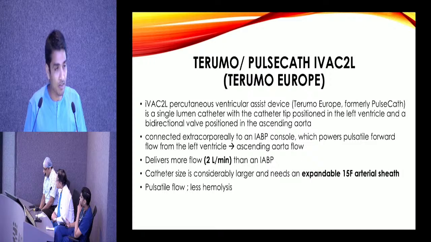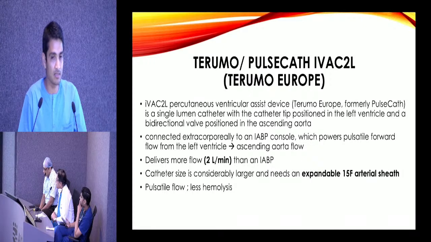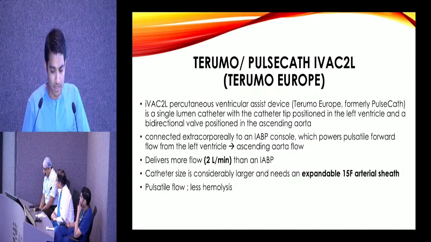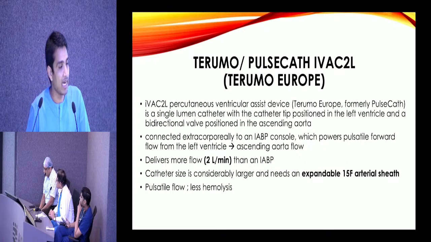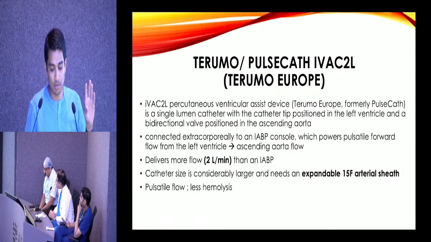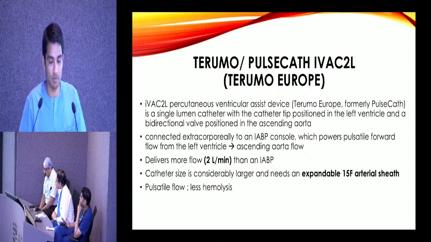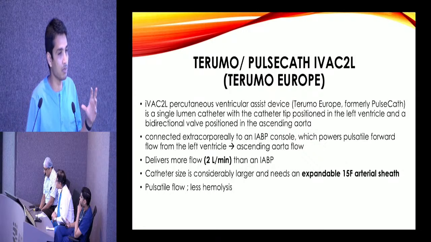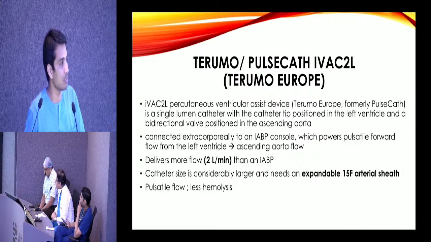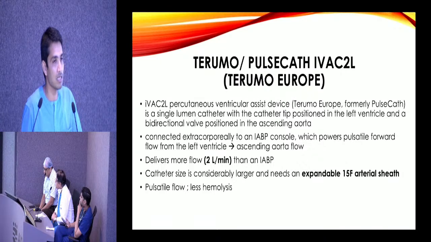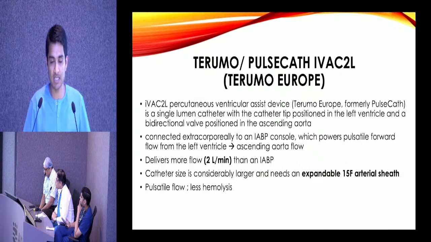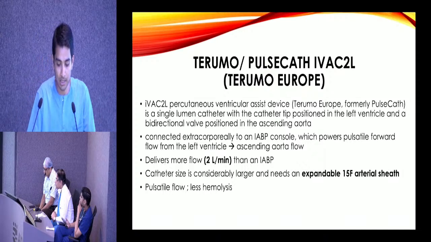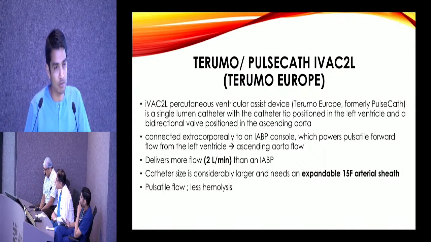So the benefit of this is that it's less expensive than an Impeller. It's probably half the cost, and it can be connected to a regular IABP console. The reason for that is the pump driving the mechanics of this device is just a pneumatic pump that is extracorporeal, that is, outside the body. It delivers up to 2 liters of flow, so this is probably similar to an Impeller 2.5.